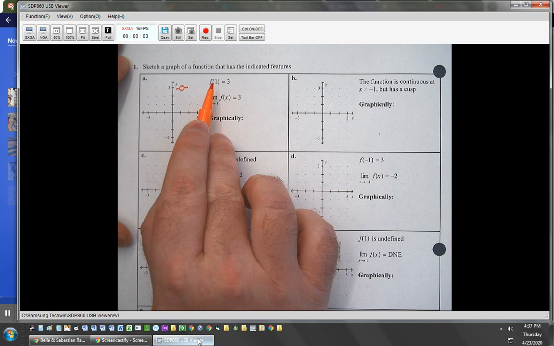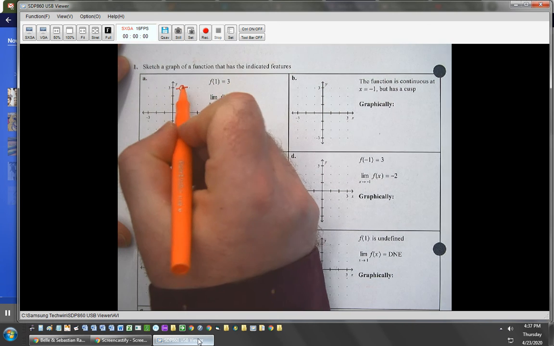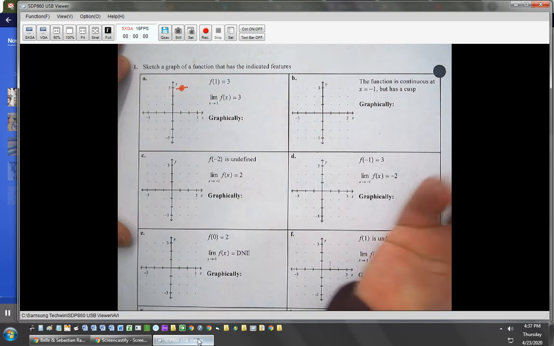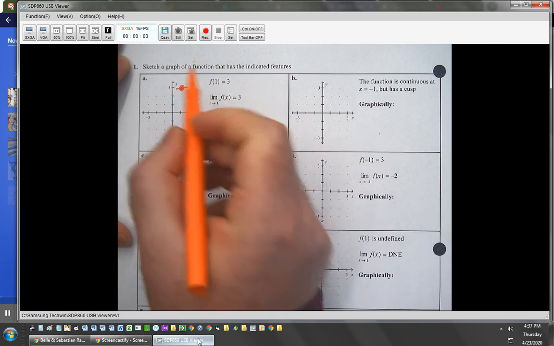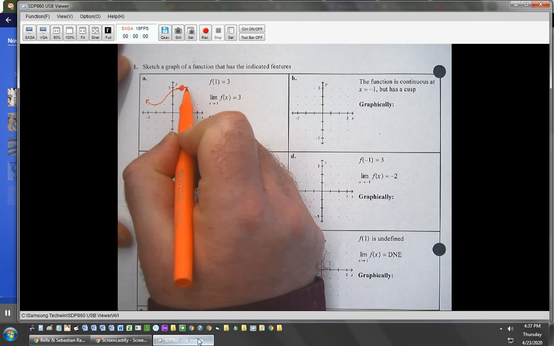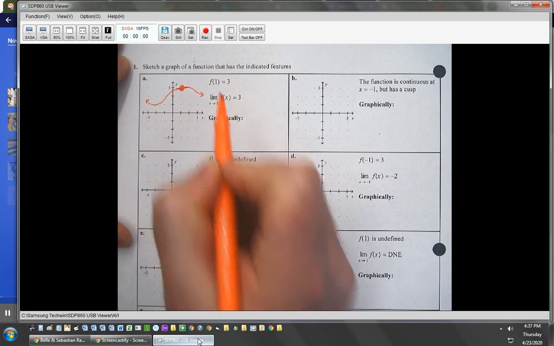My point is at (1, 3). So now I can go back and fill in that hole. And then I still have to draw an actual curve here. I have to draw my picture. I can do whatever I want as long as I don't violate the vertical line test. I can make my picture look something like that.